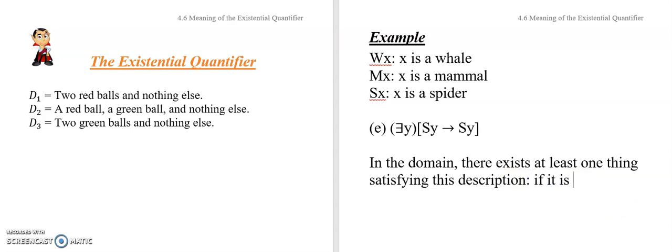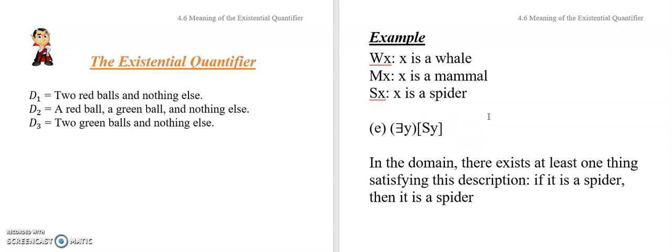If it is a spider, then it is a spider. Okay? Simple as that. That's exactly what that means, which is different than saying, you know, if I'd said this, there exists at least one thing that's a spider and a spider. So it's kind of redundant, and you know from your work with syntax and everything that this is going to be logically equivalent to just Sy by itself. It would be just like saying that.